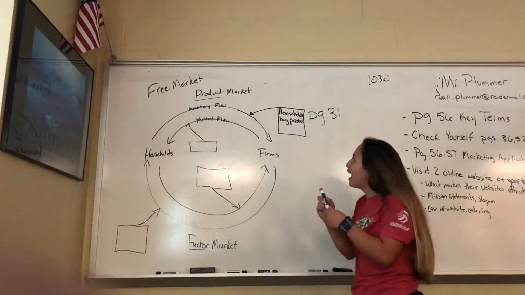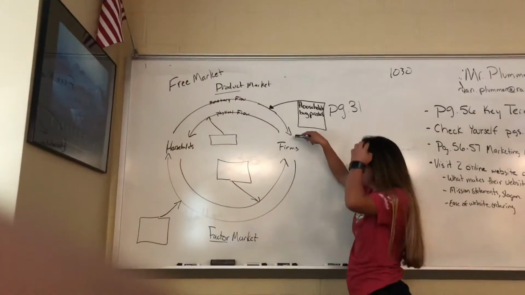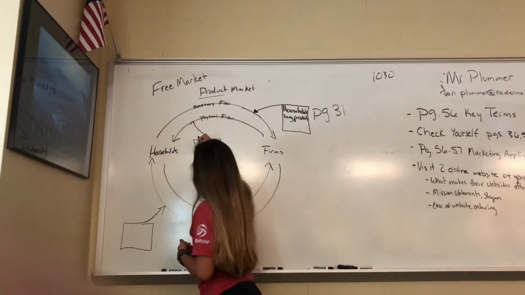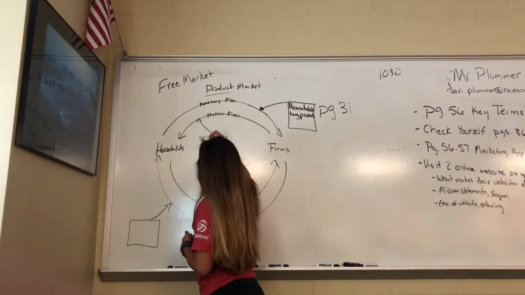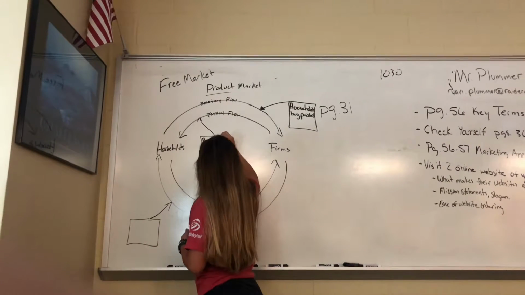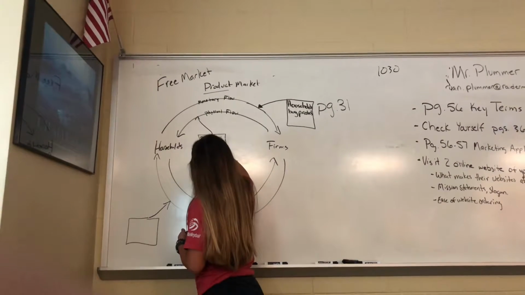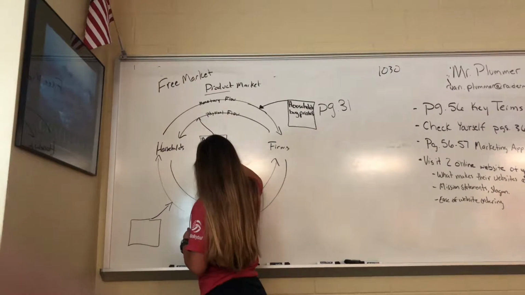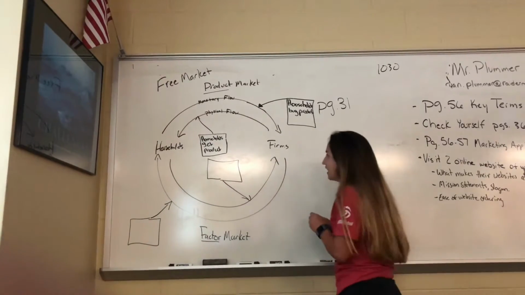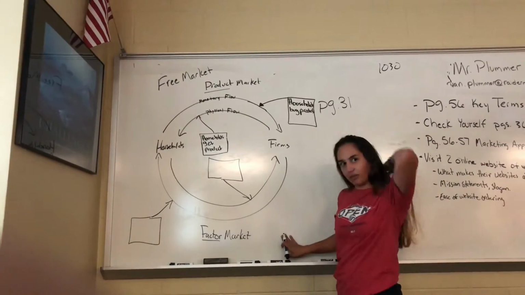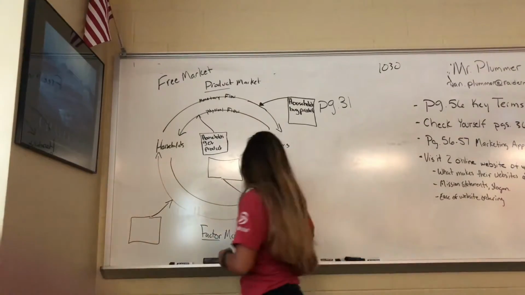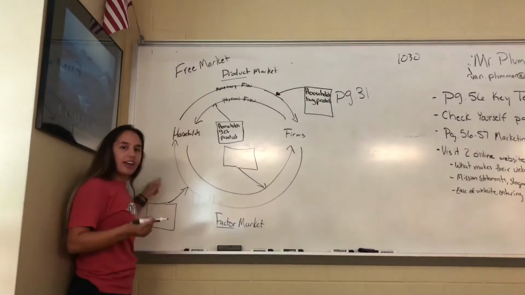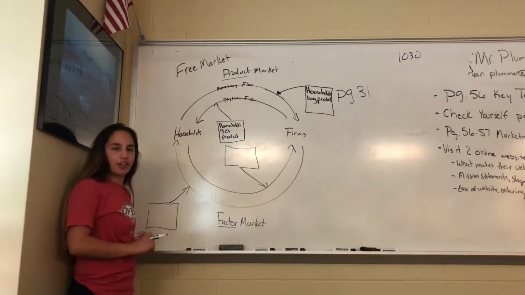Okay, households buy products, which gives money to the firms, and then the firms give the product to the households, so then the households get the product. And then the bottom half, which is the factor market, so land, labor, and capital, the firms are paying the households to work, and for if they have to rent stuff, and for the capital.